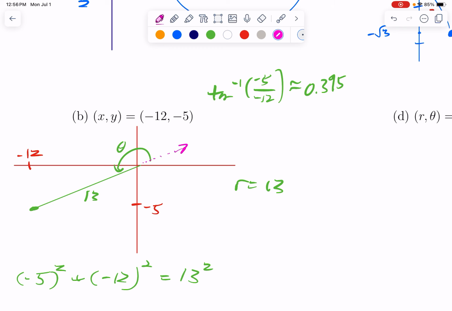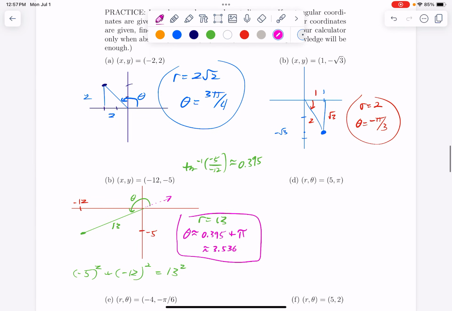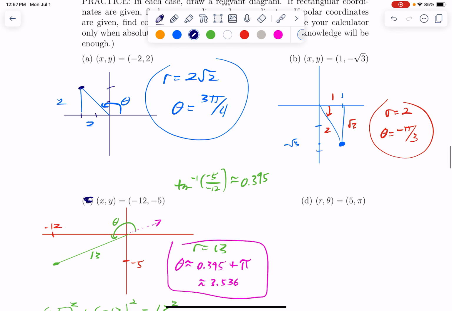We're pointing in the wrong direction, so we need to fix that. Theta will be this plus pi, and that's approximately 3.536. So those were three examples, A, B, and C, where we started with x and y, and we calculated r and theta. Let's do it the other way.